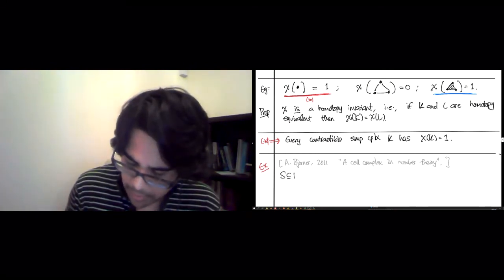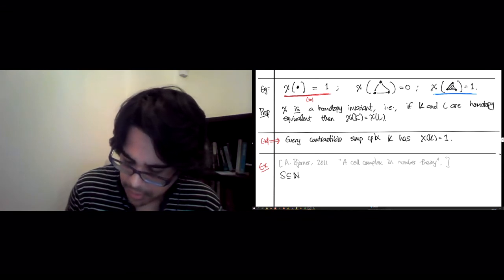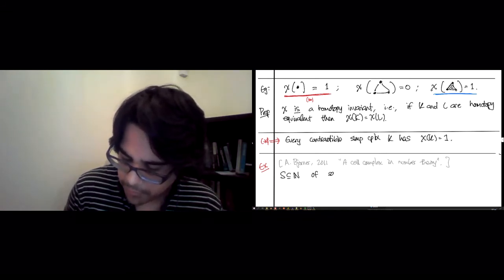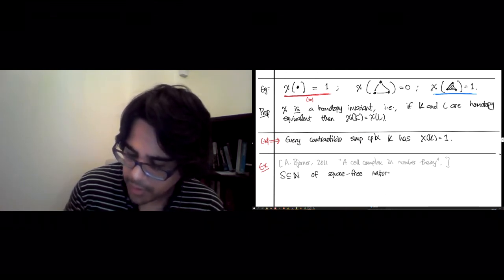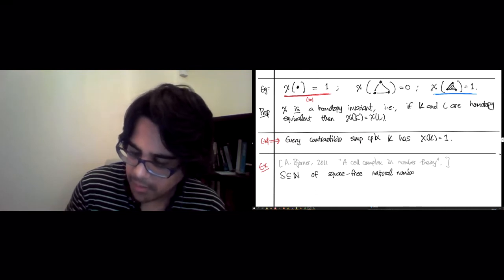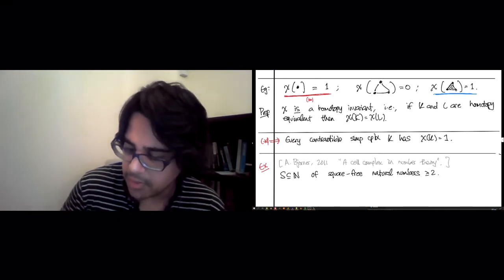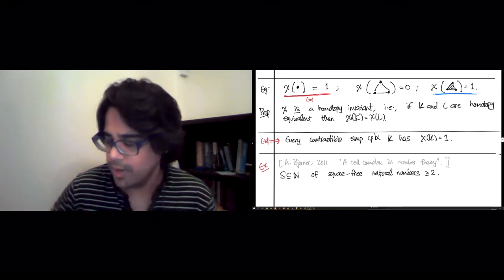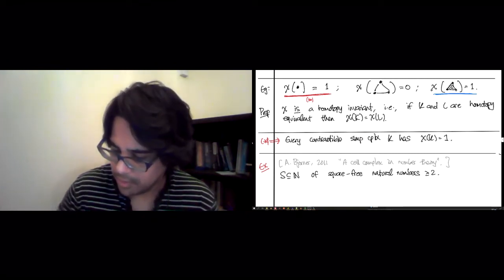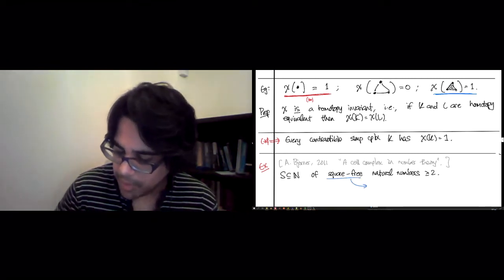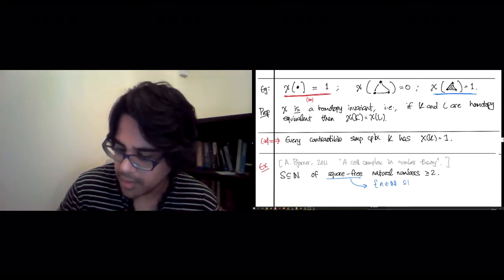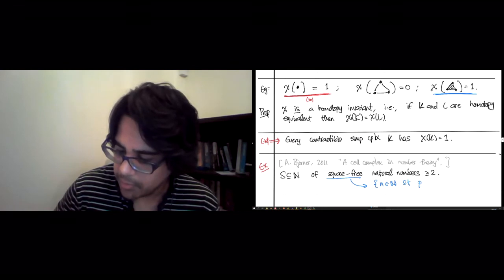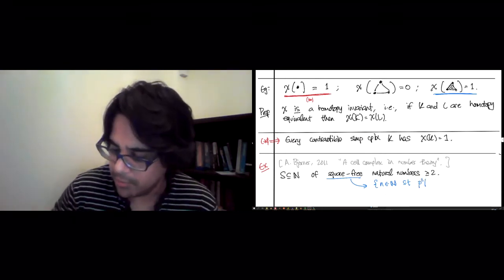Let S be the subset of the natural numbers that is square-free. So square-free natural numbers, and to make life interesting, let's say they're bigger than or equal to 2. Square-free means they're not divisible, so n in the naturals such that no square of a prime divides n.